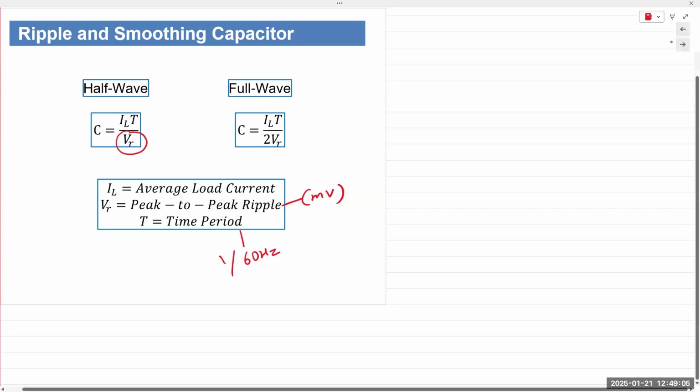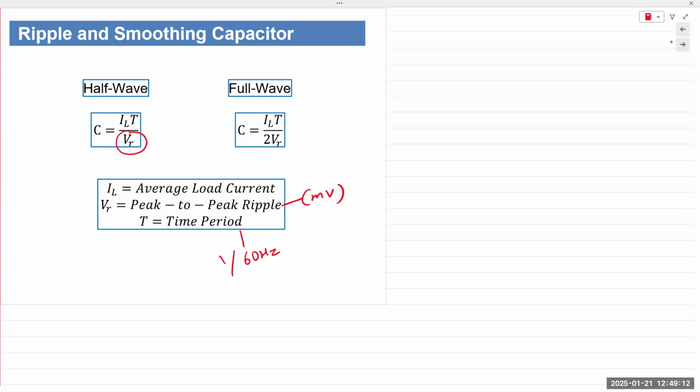If it's a full wave rectifier, we have two peaks, and so we can use a smaller capacitor because a full wave rectifier is supplying. There's no off cycle. It's supplying in both half cycles, right?